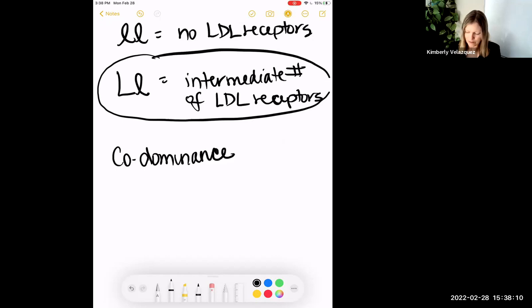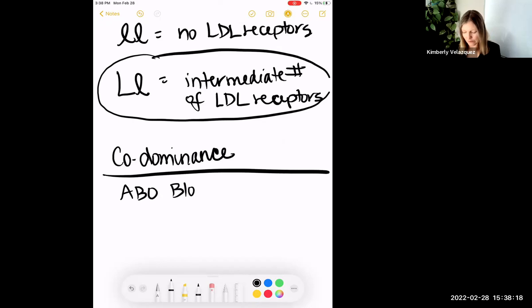And the best example of a trait that follows this pattern of codominance is ABO blood type in humans. We're going to do a blood typing lab. It's the very last lab of the semester that we do in week 13. And in human blood type, there are two major markers on your red blood cells that can be inherited. One is the ABO blood type marker, and the other is what we call the RH marker.